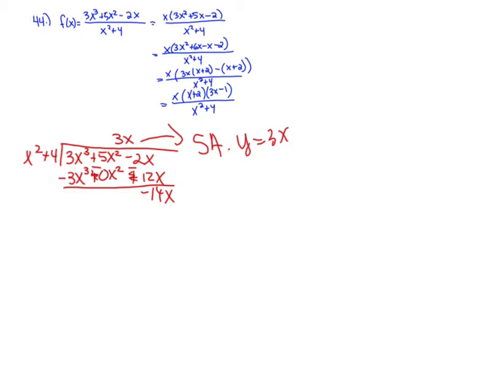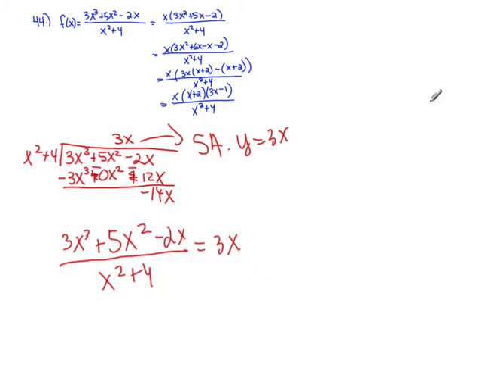So in order to figure that out, I am going to set my function equal to my slant asymptote. And I'm going to do that right over here. Let's see, I like to work with the version that is not factored for this purpose. So I would have 3x to the third power plus 5x squared minus 2x all over x squared plus 4. That would equal 3x. Again, my function set equal to my slant asymptote.